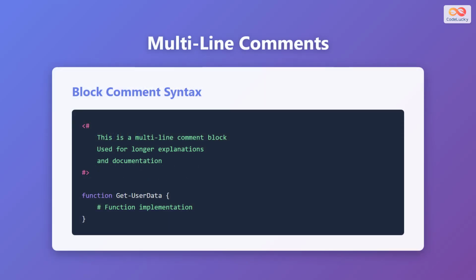For longer explanations and documentation, PowerShell supports multi-line comment blocks. These begin with <# and end with #>. Everything between these delimiters is treated as a comment, even if it spans multiple lines. Multi-line comments are particularly useful for documenting complex functions, explaining algorithms, or providing detailed context about a section of code. You can use them at the beginning of scripts to describe the overall purpose, or before functions to explain their behavior. The example shows a multi-line comment block followed by a function definition.